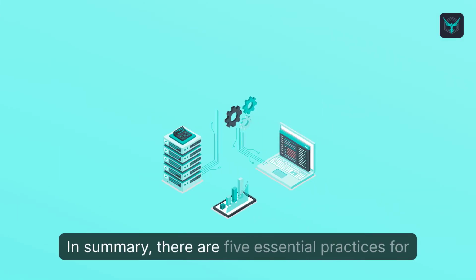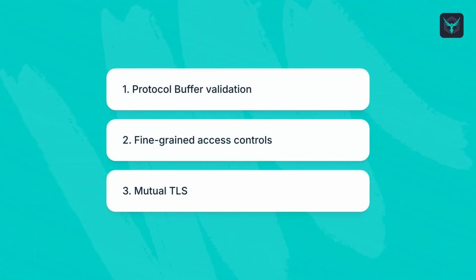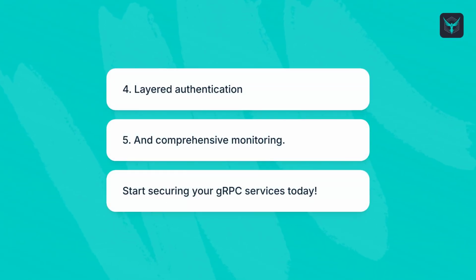In summary, there are 5 essential practices for gRPC security. Protocol buffer validation, fine-grained access controls, mutual TLS, layered authentication, and comprehensive monitoring. Start securing your gRPC services today.